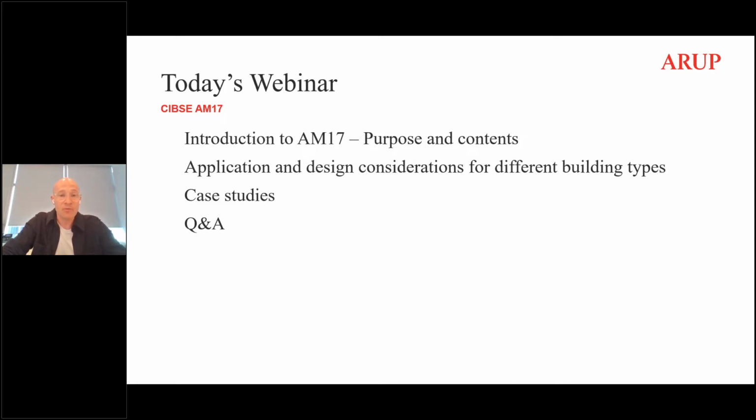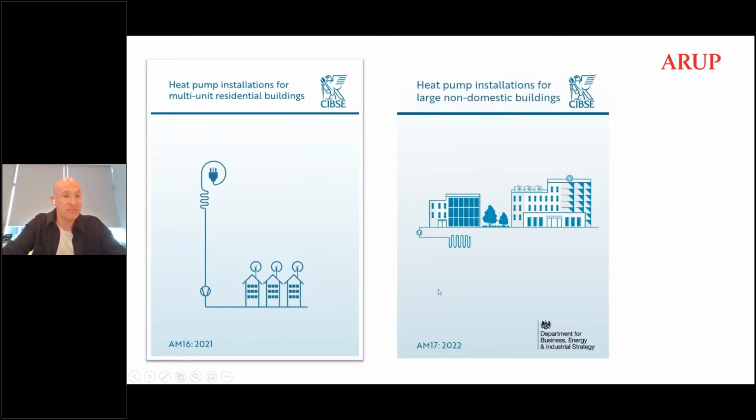So, worth saying that this work builds on AM16, which is the heat pump installations for multi-unit residential buildings, so large residential buildings. We delivered this last year with a similar authoring team to CIBSE, and this document really builds on that work, and it shows the importance of heat pumps that BEIS and CIBSE have commissioned a follow-up to this to cover remaining large building types to talk about the installations.